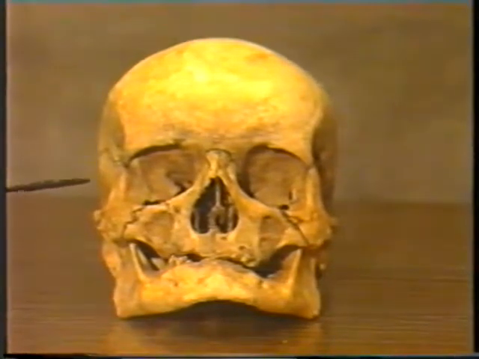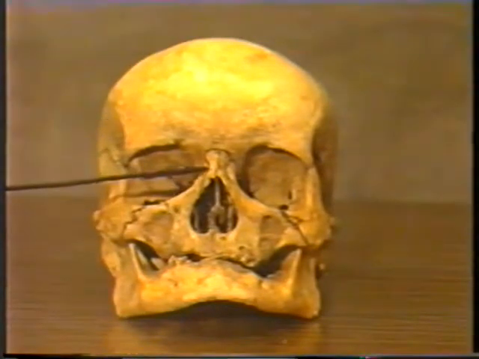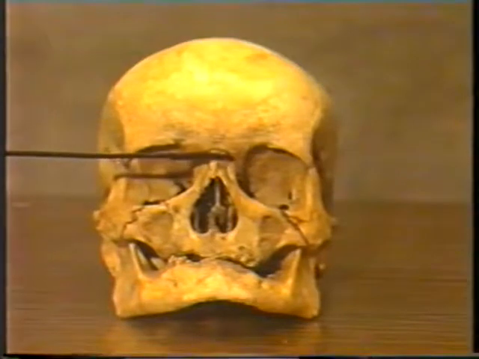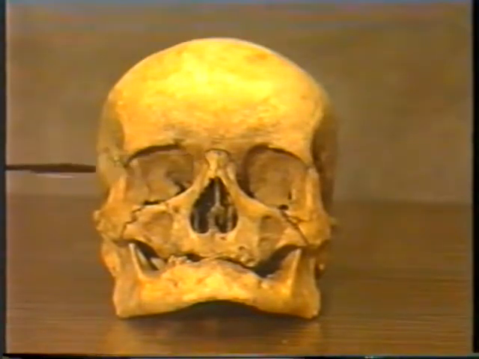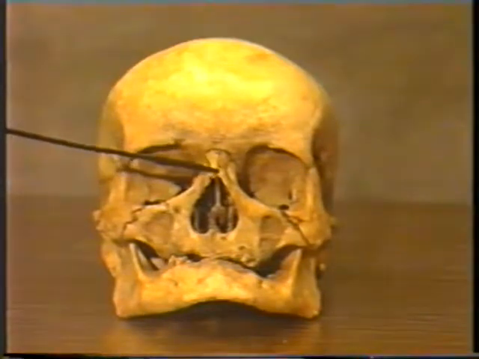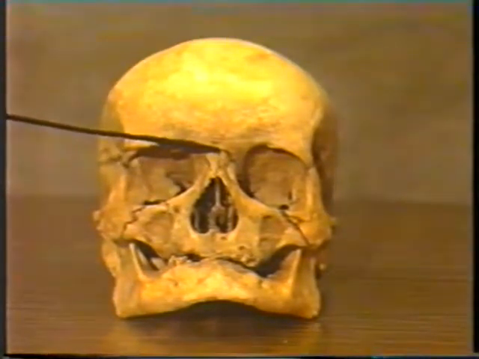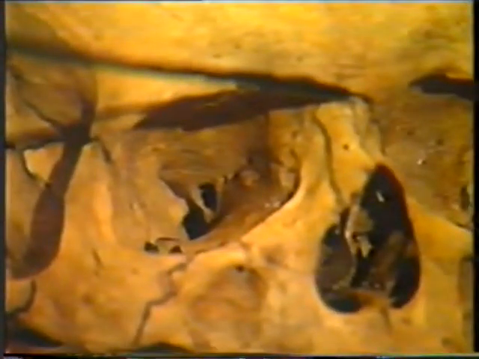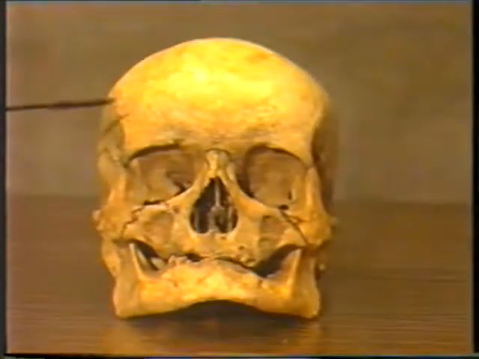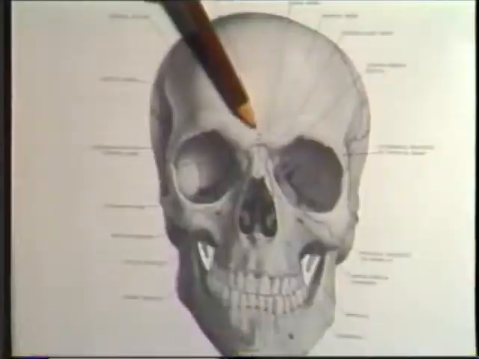The frontal bone articulates with the nasal bones at the nasofrontal suture, which meets the suture between the two nasal bones at a point called nasion. The area just above the nasion is called the glabella.